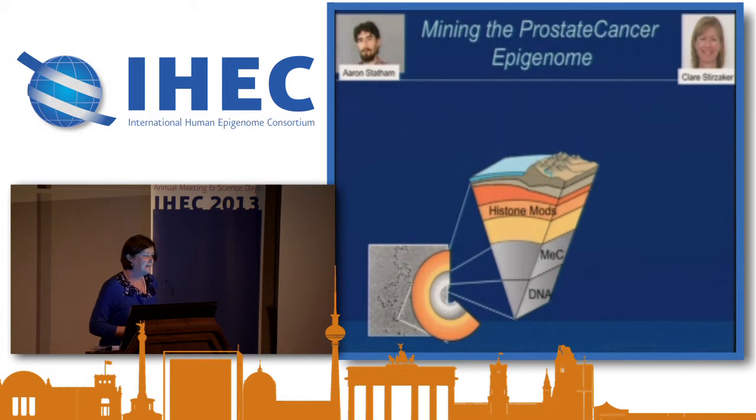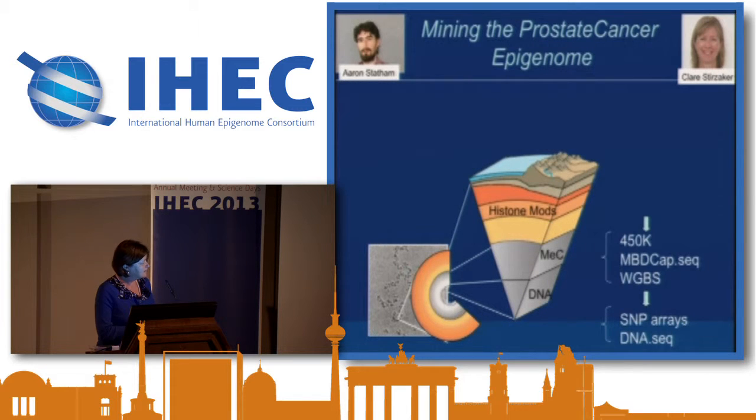So as I said, we've been putting together epigenome maps now for quite a while in prostate cancer, and this has been the work primarily of Claire Stirzaker and the bioinformatician Aaron to analyse the data. And so between normal prostate cells and prostate cancer cells, we've been combining low-coverage sequencing of input DNA and SNP arrays to look at the DNA sequence. To look at methylation, we've been doing 450K arrays, MBD-cap-seq, and whole genome bisulfite sequencing. And for histone modifications, we've been doing ChIP-seq and NOME-seq to look at nucleosome positioning.